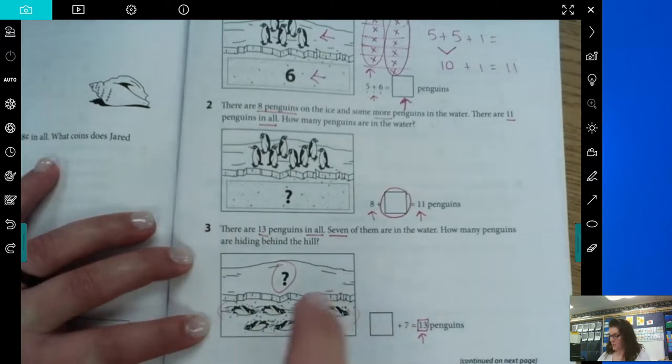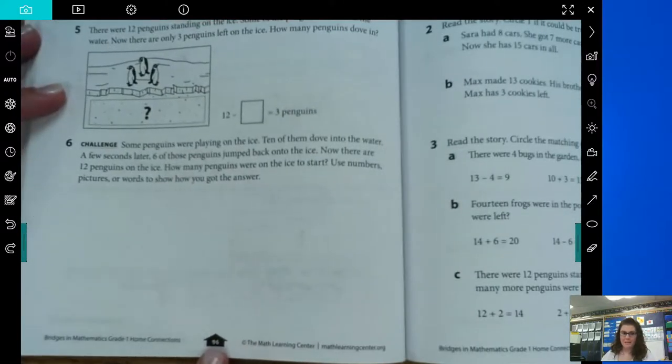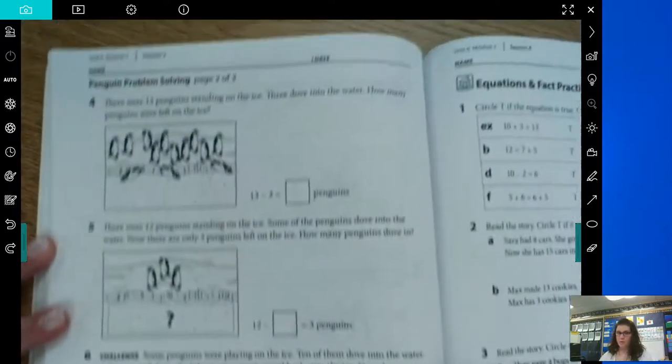All right, if you're back with me, that tells me you're all done with number 3. Let's turn the page. And now we're going to be on page number 96. We have 2 more problems we're going to work on.